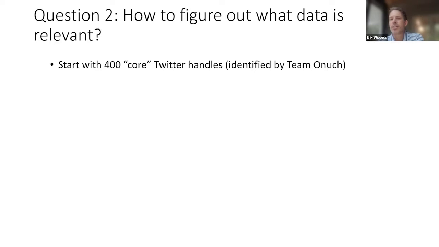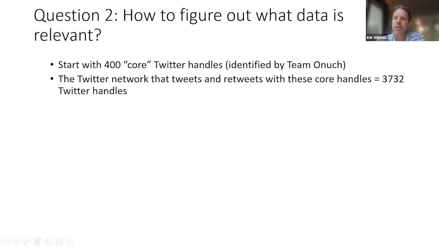rights, whatever. We then use these 400 to see who they are connected to, who is retweeting what they are tweeting, and who in turn they are retweeting. So for these 400 core accounts, we look at who they're connected to and who they're retweeting with. And this turns into a broader Twitter network of 3,732 Twitter handles. This basically defines the network that we are looking at.